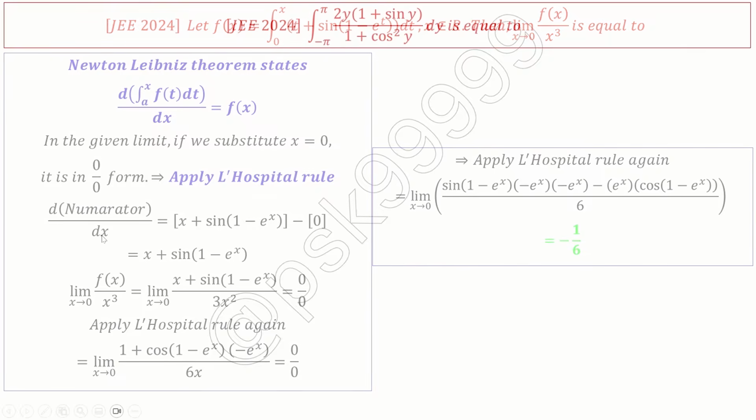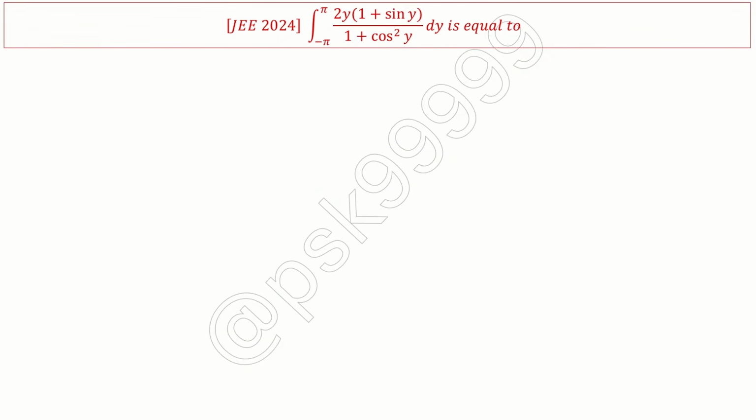Okay, so next problem is the integration from minus pi to pi of 2y into 1 plus sin y divided by 1 plus cos squared y dy is equal to. This is another kind of problem. If you see, you cannot convert this into tan and secant first, and expressing the numerator in terms of the denominator, and differentiation of the denominator also won't work here. And moreover, you have one extra y here.